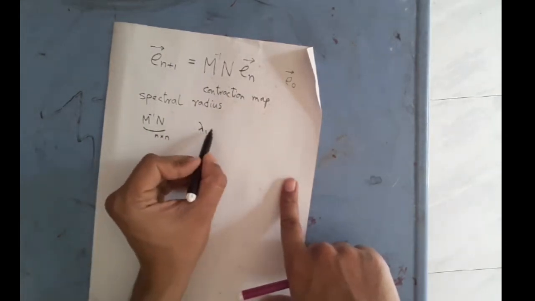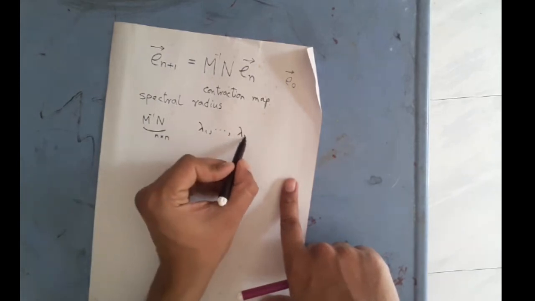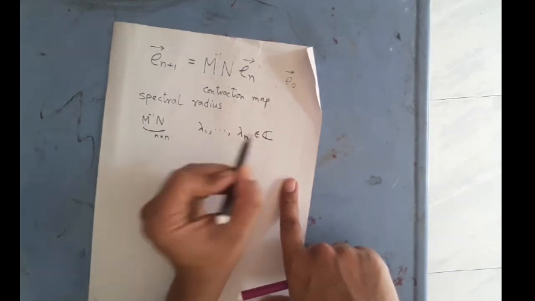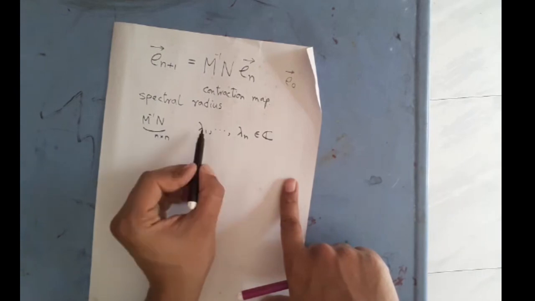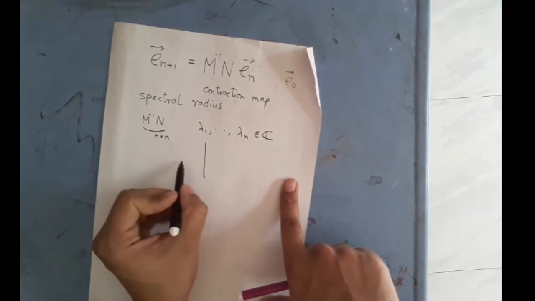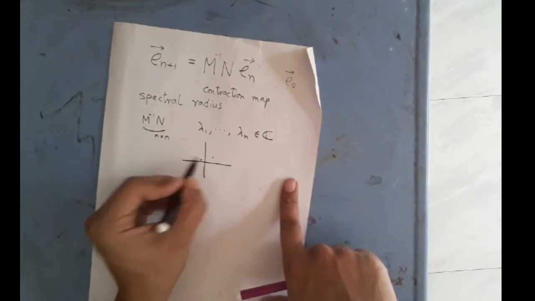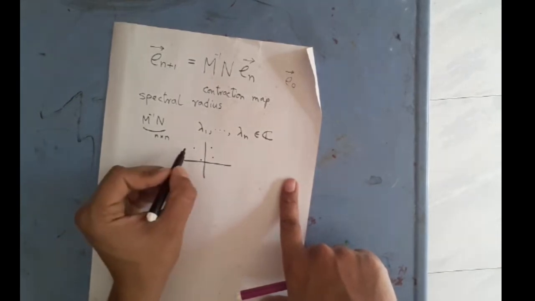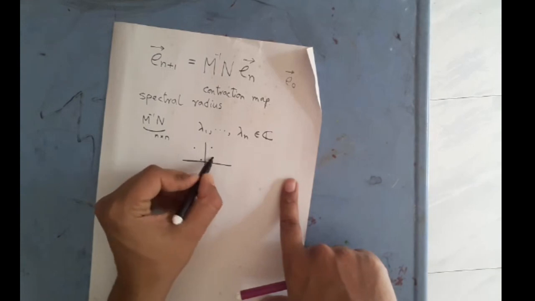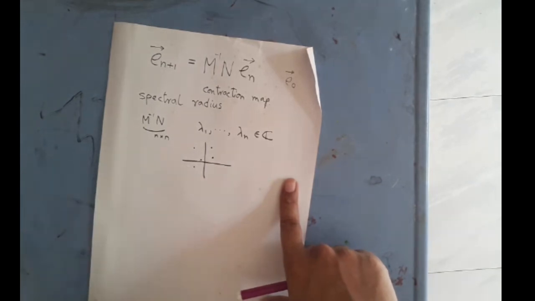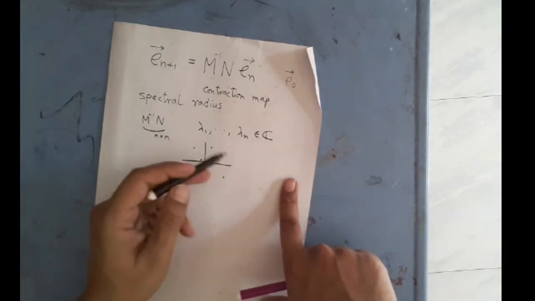Call them lambda 1 to lambda N. These are all complex numbers in general. They are not necessarily all distinct. So if I consider them in the plane, this is possibly lambda 1, lambda 2, lambda 3, lambda 4. Maybe this is again lambda 5, lambda 6. And possibly this is lambda 7. So we have got N equal to 7.